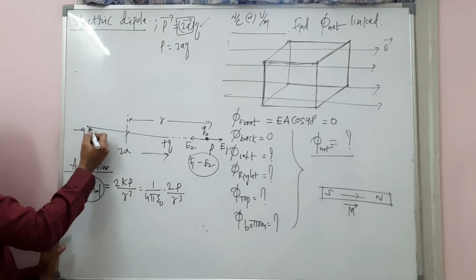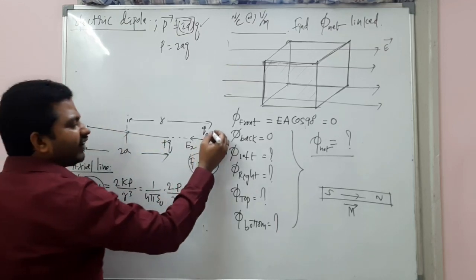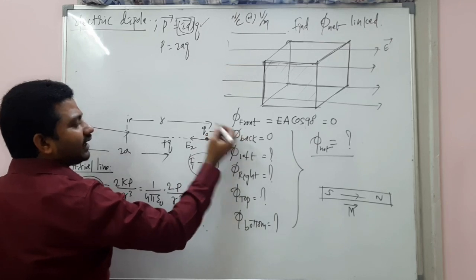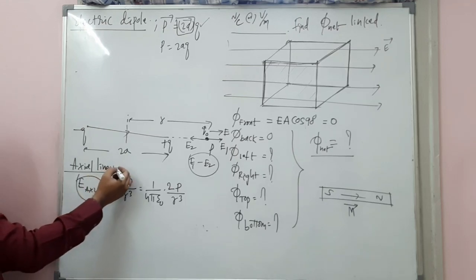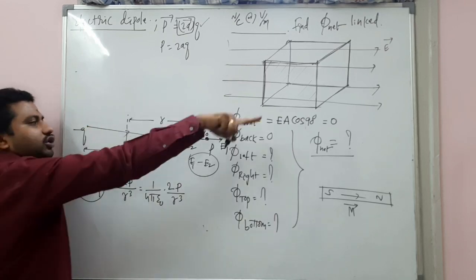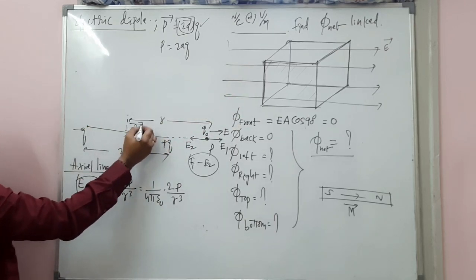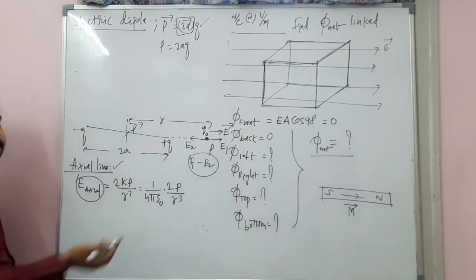So the dipole moment is in this direction, from minus Q to plus Q, and the net electric field is also in this direction. Remember, in the case of an axial line point, the net electric field will always be in the direction of the dipole moment P bar. P bar and the net electric field directions are the same.